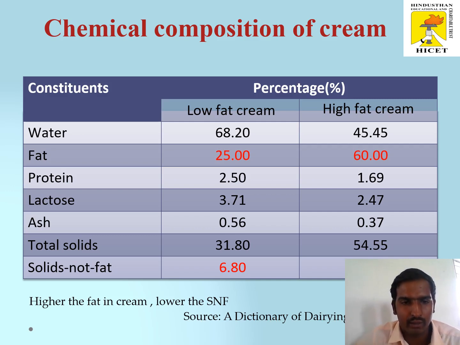As we mentioned, the higher the fat in the cream, the lower the SNF. So the higher the fat percentage the product has, the lower the solids not fat. The source is the Dictionary of Dairying. And here I mention one other point: raw milk contains a fat percentage in the range of 3 to 5 depending on the milking animal, and the fat percentage present in the cream is 33 to 35%. So the fresh raw milk cream has a fat percentage of 33%.